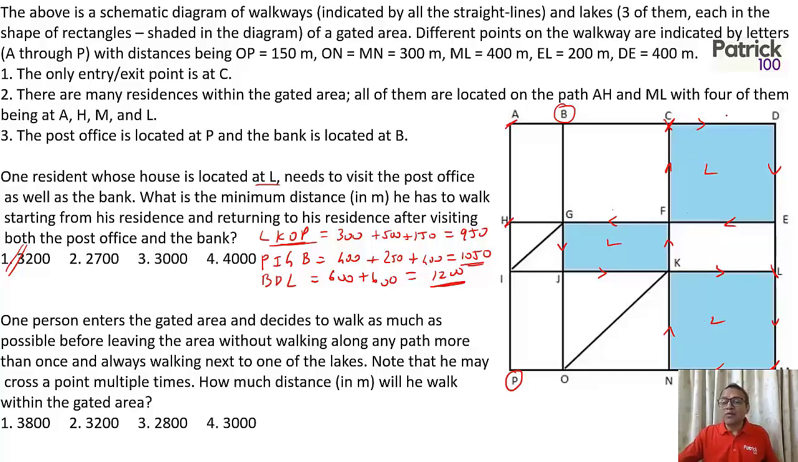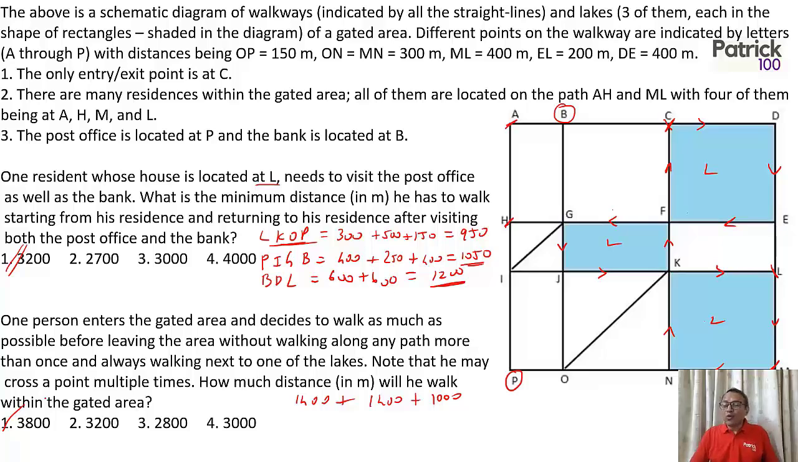So if you look at the perimeter of the first, C, D, E, F, is 1400. I mean 2 into 400 plus 300 is 1400. Perimeter of similarly K, L, M, N is also 1400. Right, 2 into 300 plus 400, 1400. Perimeter of G, F, K, J, 200 plus 300 into 2, is 1000. So when you solve it, it becomes 3800. First option. That's the answer.